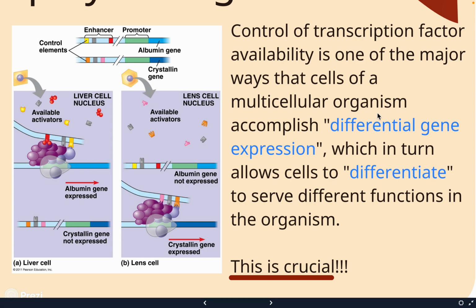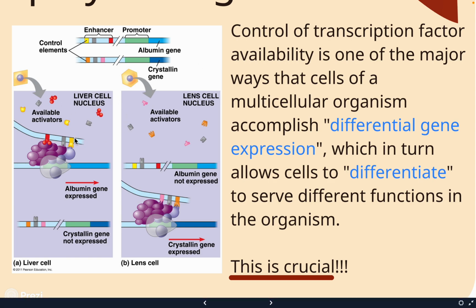This is actually how differentiation occurs. So if you notice, this is a liver cell, and this is a lens cell, like in your eye. Each of these have the same setup. They have enhancers upstream of their promoter, and then they have the gene. So in the liver cell, they want to make albumin, which is a protein, and in the lens cell, they want to make crystalline gene.